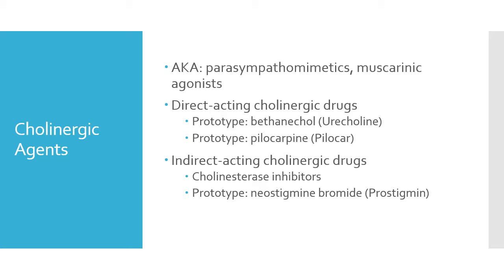The muscarinic receptors, just to keep this in mind, are located in the eye, the heart, the blood vessels, lung, GI, urinary bladder, sweat glands. So when we use these cholinergic drugs, we're going to have quite a wide range of effects depending on what we're trying to go after here in terms of treatment.